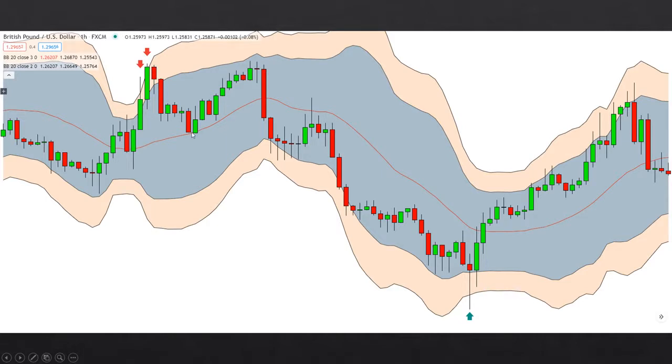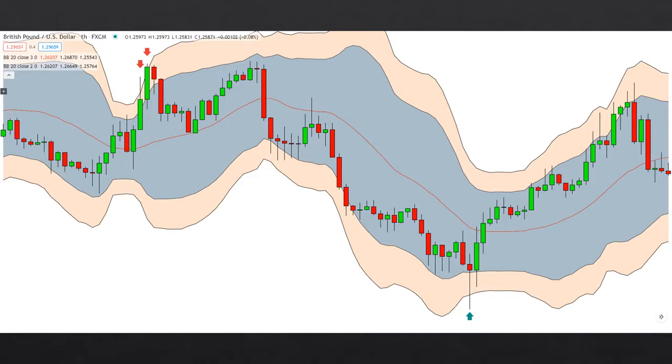It's important that you understand that this doesn't always happen. On the right side of the chart, we can see another example. Price does break out the 2 standard deviations barrier, but it's not until it breaks the 3 standard deviation barrier that it starts to reverse back to the mean as it is shown by the green arrow. The takeaway from this third secret about Bollinger Bands is that the higher the number of standard deviations price breaks out of, the more likely it is that it will reverse back to the mean.